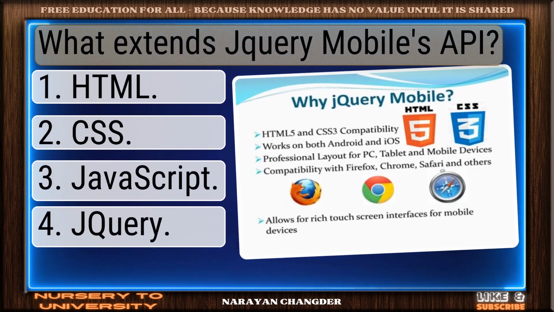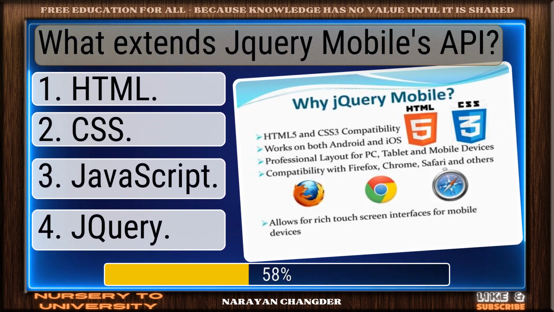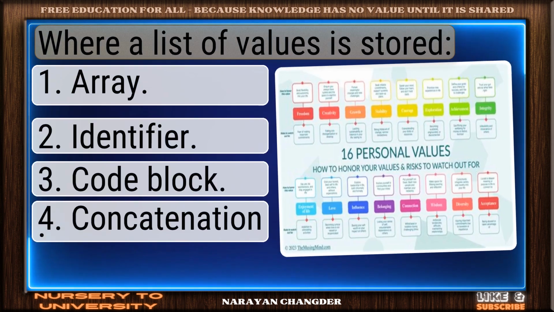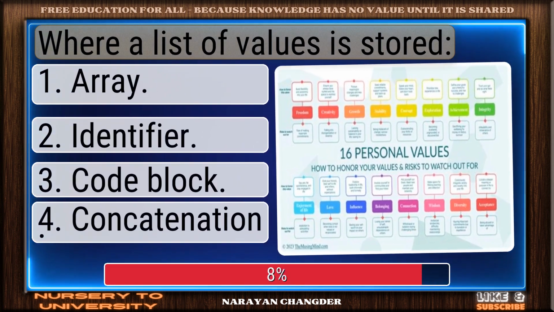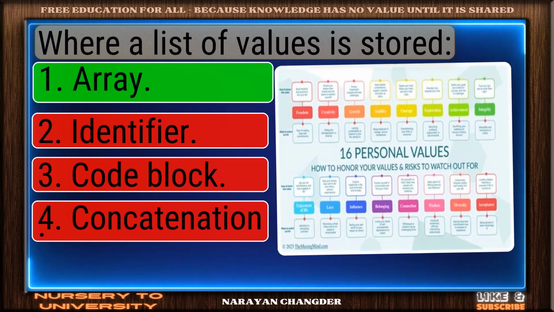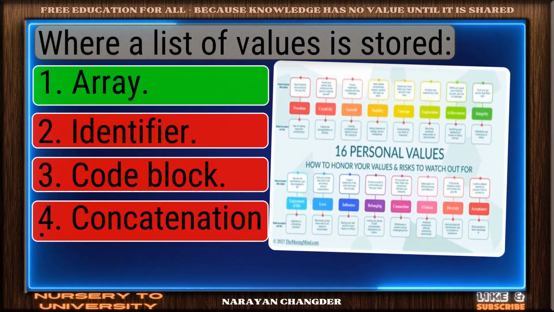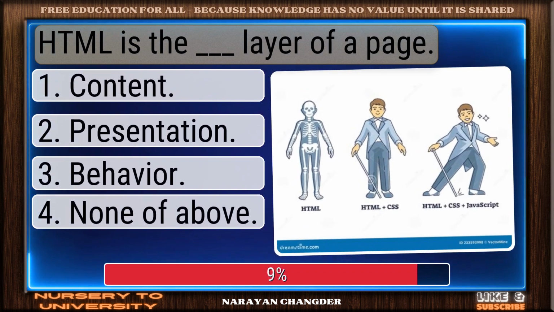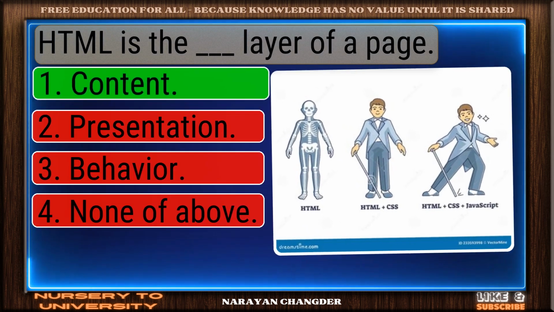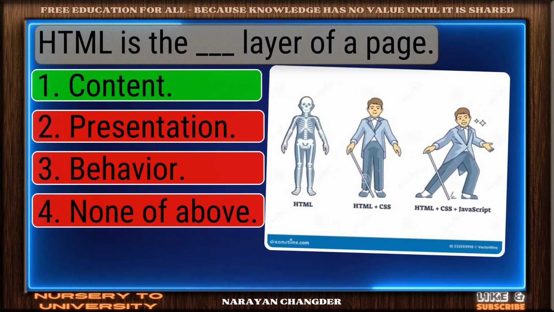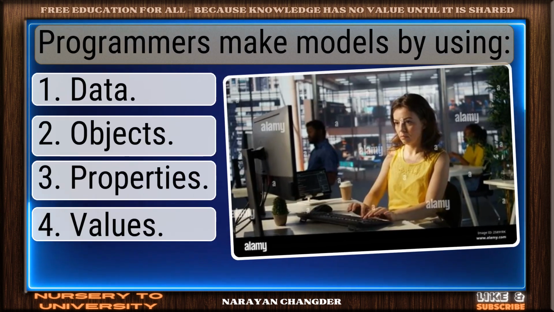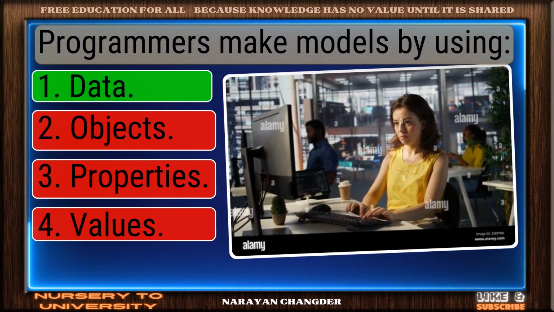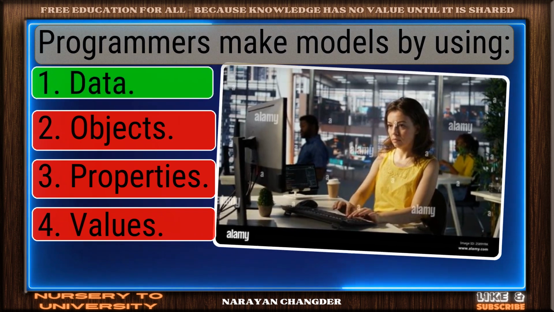What extends jQuery Mobile's API? Right again. jQuery is a valid answer. Where a list of values is stored. Nice selection. Array is the correct and valid answer. HTML is the dash layer of a page. You got it. Your choice, content, is right. Programmers make models by using. Smart pick. Data is the correct choice.